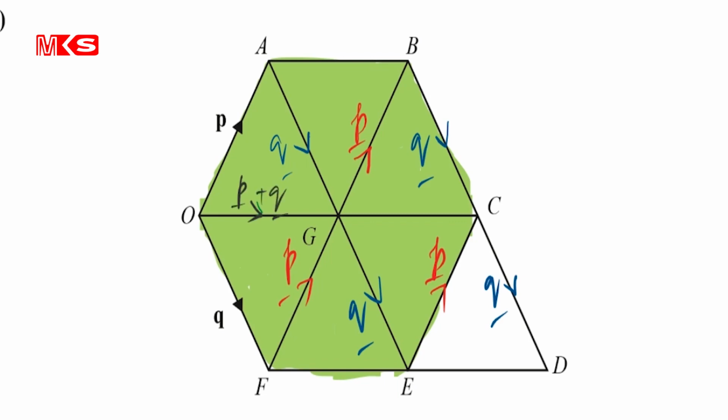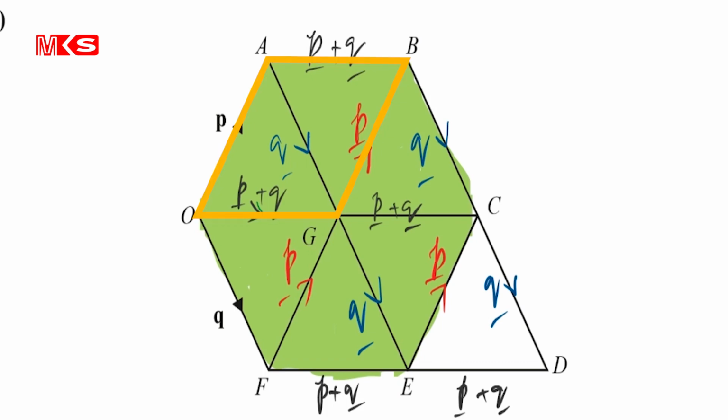So OG will be P plus Q, by the head to tail rule or graphical method of vector addition. OG will be OF plus FG. And the same will be FE, the same will be ED, the same will be GC, and the same will be AB. So these properties will help you a lot.